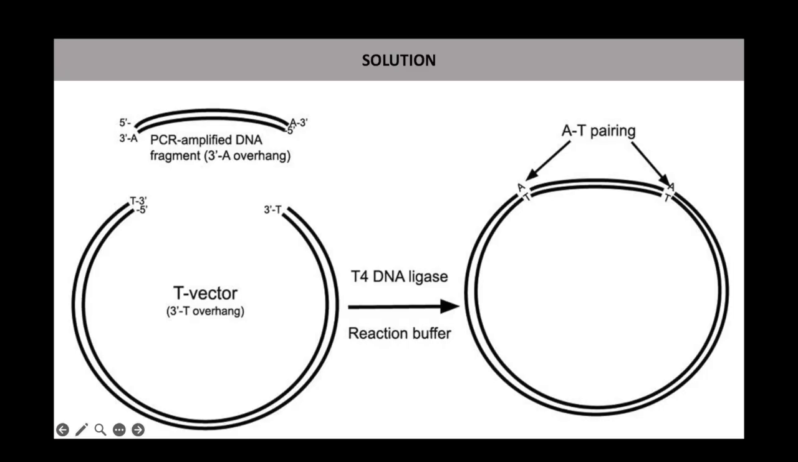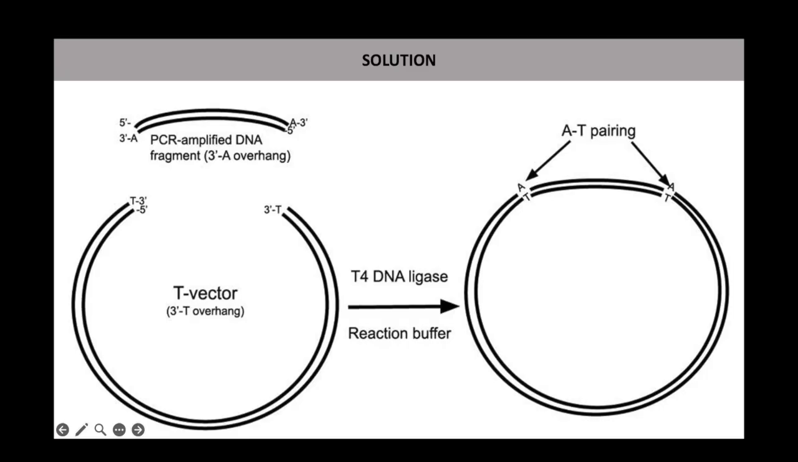About the TA vector, this is the 3' end. So this is the T overhang, and this is the A overhang. By using T4 DNA ligase and the reaction buffer, the A and T will form pairs, and that is how the insert is ligated into the TA vector.